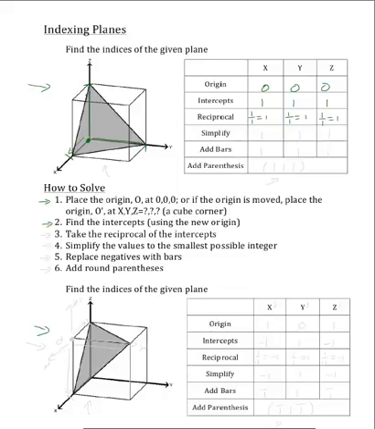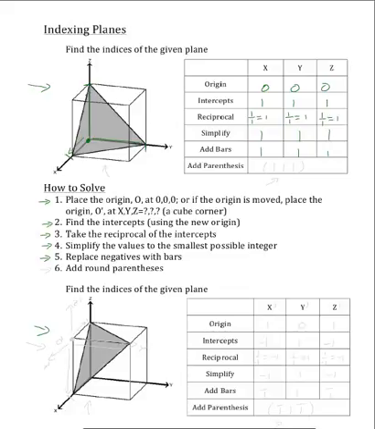Now our next step is to simplify these numbers. As you can see, 1, 1, and 1 are all at their smallest possible integer values, so we will leave them the same for this step. Now the next step is to replace any negative signs with bars. As you can see, there are no negative signs in front of any of these numbers, so they will remain as 1, 1, and 1.